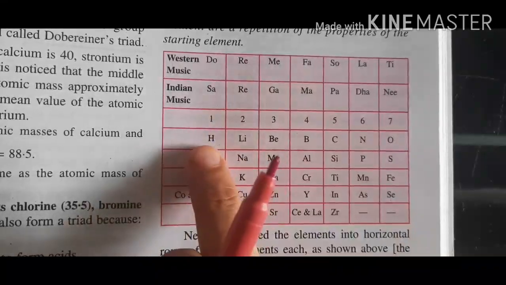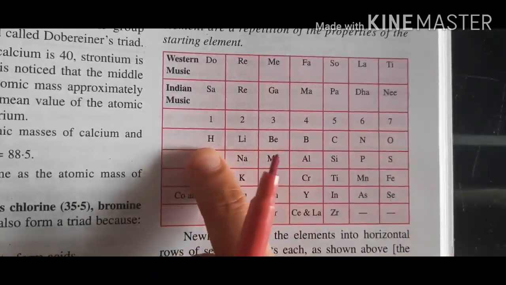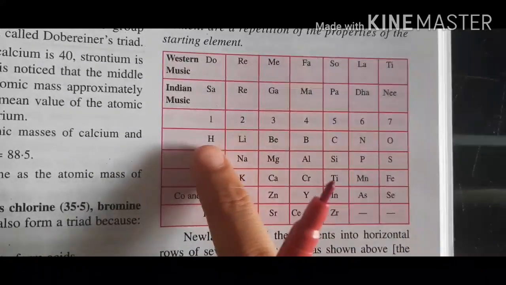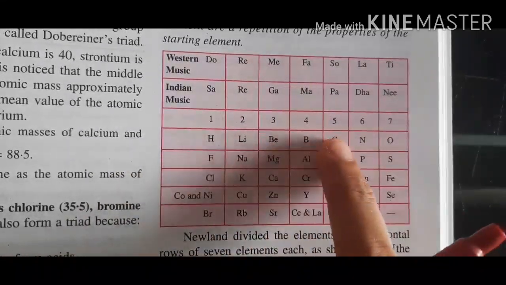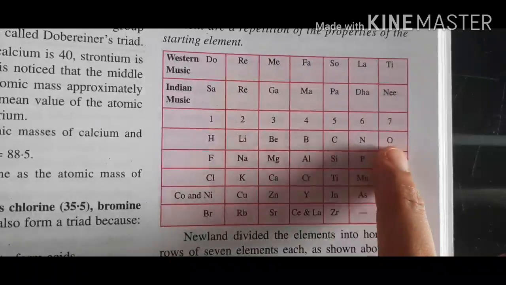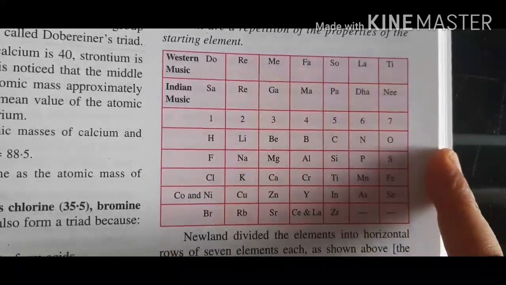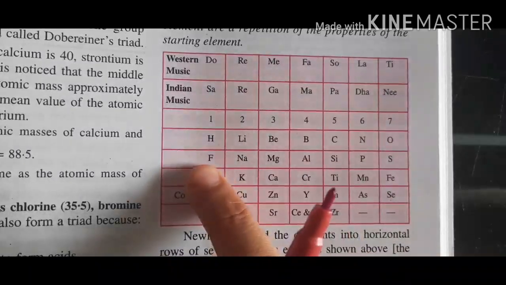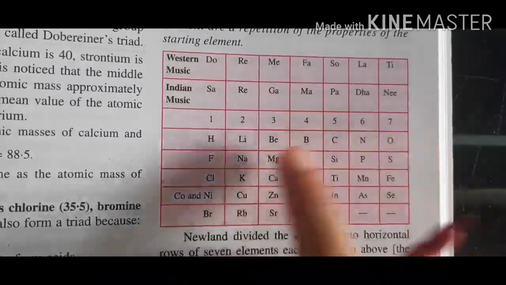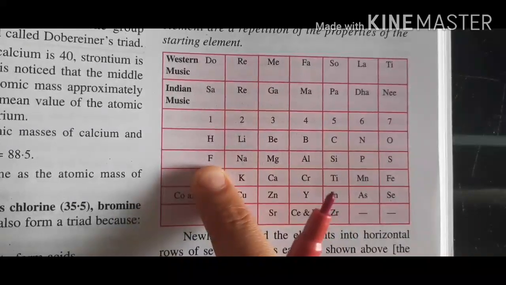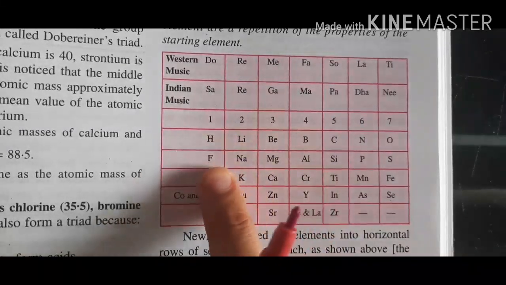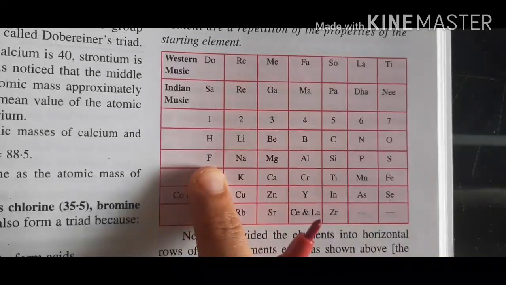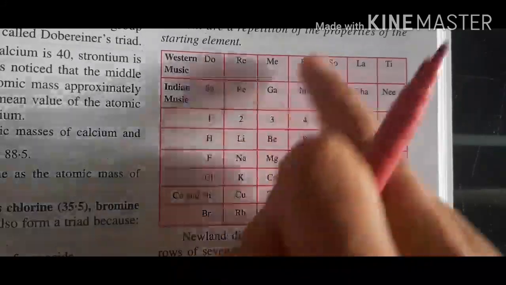Hydrogen, lithium, and so on are in the increasing order of atomic mass. So he put first, second, third, fourth, fifth, sixth and seventh. Now after the seventh, number 8 will come. Number 8 is fluorine. That fluorine's characteristic is matched with hydrogen. So he put that 8th element below the 1st.